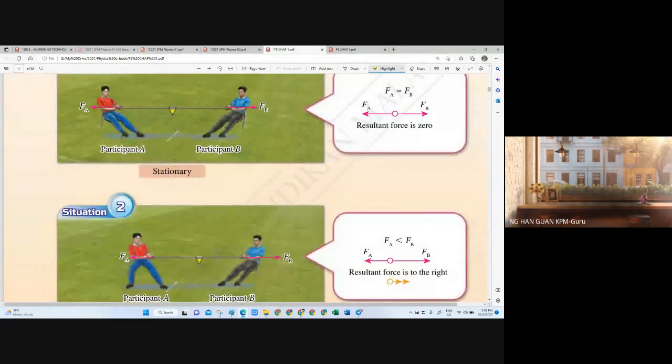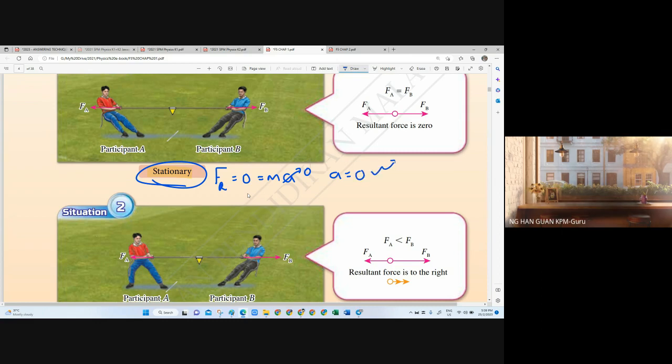When the resultant force equals 0, many students only remember that it causes the system to stay stationary. They forget one thing. When the resultant force equals 0, it means ma equals 0. ma equal to 0 is not because m equals 0, it's because a equals 0. And a equal to 0 has 2 possibilities: either it stays at rest, that's why we get stationary, or the velocity v is constant. So we have 2 possibilities.